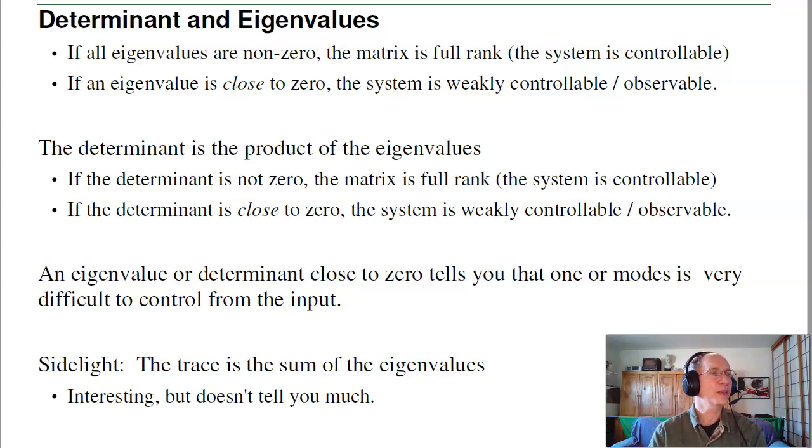The determinant is the product of the eigenvalues, so likewise, if the determinant is not 0, the matrix is full rank. If the determinant is close to 0, then it could be weakly controllable.